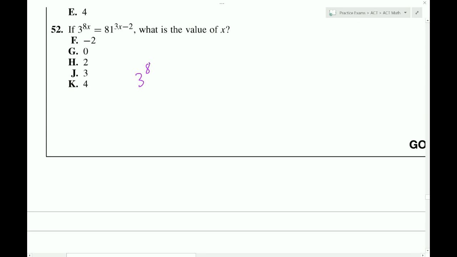All right, 3 to the 8x equals 81 to the 3x minus 2. So this is what I call a base problem. Notice that 81 is made up of purely 3's. You can learn that by looking at what it's made of, which is 2 9's, and then the 9's are each made of 2 3's. So this is really equal to 3 to the 4th.